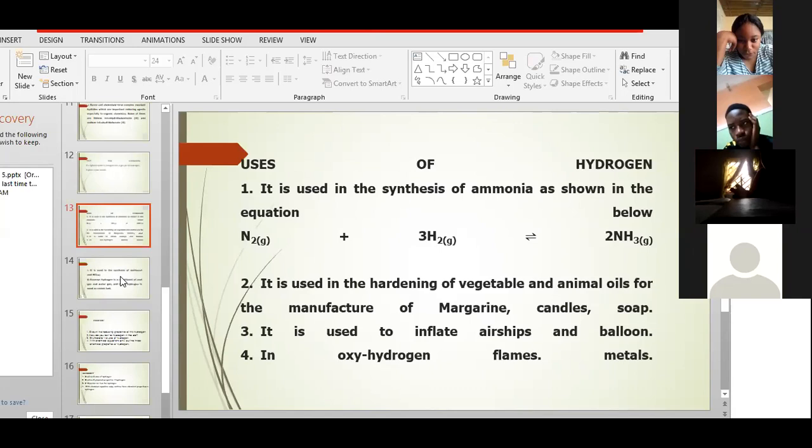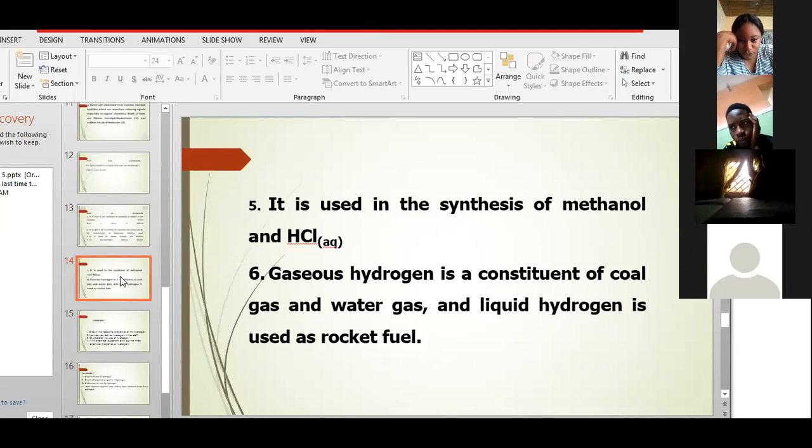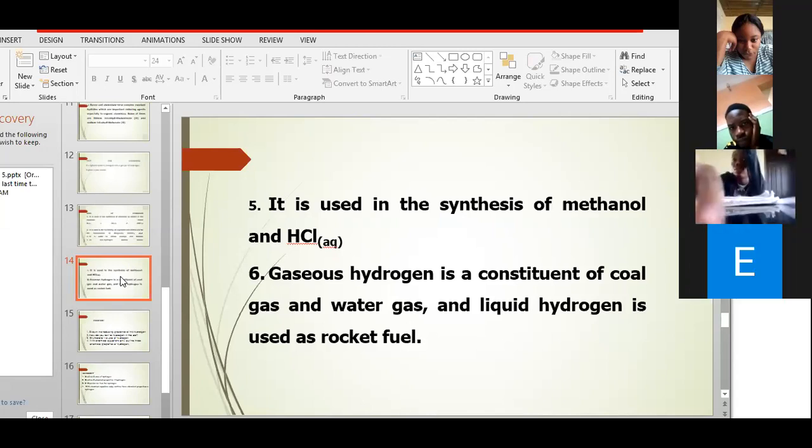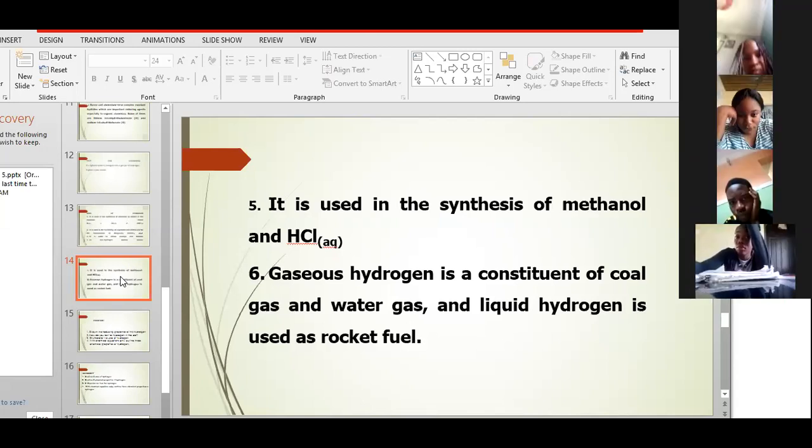I repeat, hydrogen is used for the manufacture of oxyacetylene flame. Remember, when hydrogen reacts with ethane, each member of the ethane homologous series, it forms oxyacetylene flame and burns in oxygen. Then it gives us a very nice bluish flame, which is strong enough to cut and weld metals in industry. Then number 5, just listen to me.